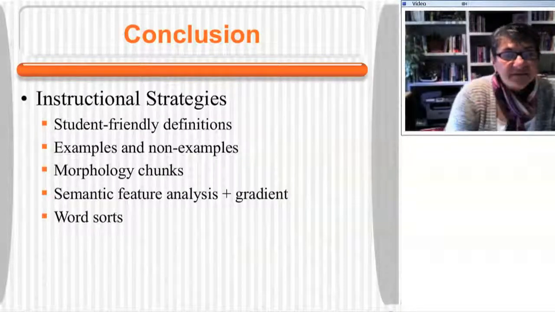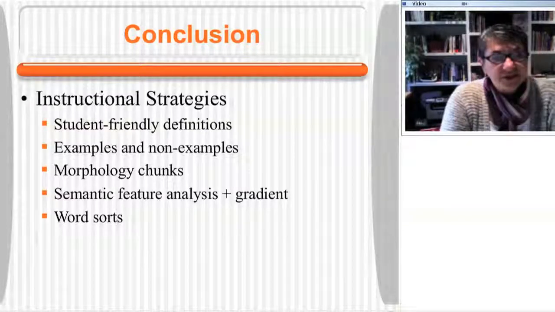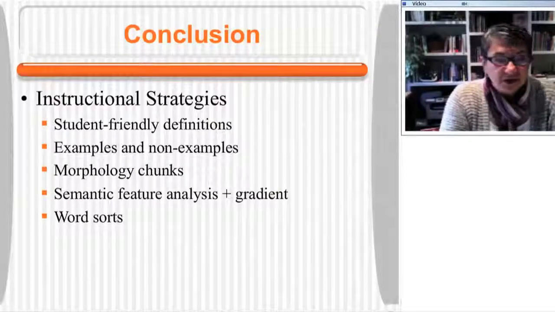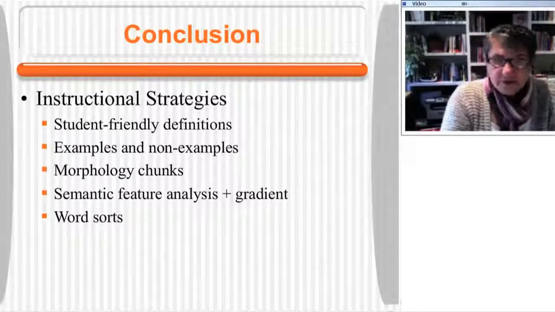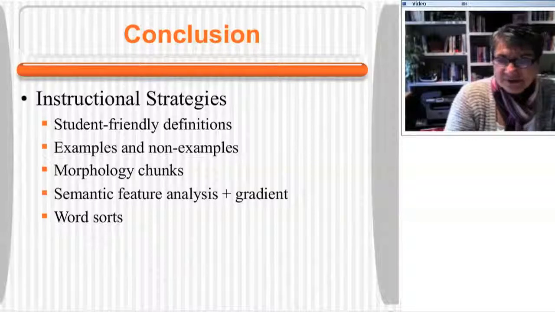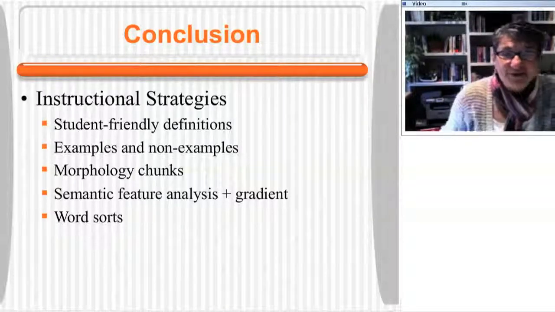And then finally, the instructional strategies that we talked about. And I really hope that you spend more time learning about these instructional strategies. As I say, just do a Google. Student-friendly definitions, examples and non-examples, morphology chunks and morphological chunks, semantic feature analysis and gradients, and word sorts. Those are really wonderful instructional strategies that really can help you develop your students' deep knowledge of vocabulary words. They're fun as well, and they get students really active.